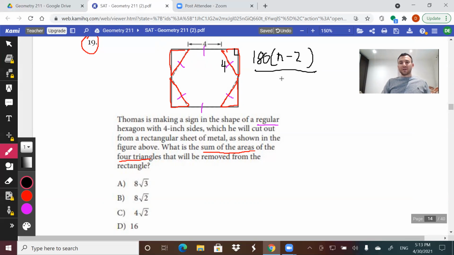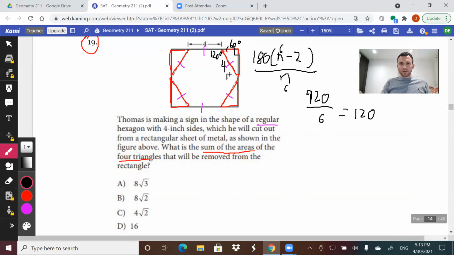So if we divide this by n, and again, this was at the way beginning of the video, if you remember, I put in 6. So 180 times 4 gets us 720. 720 divided by 6, right, because this is 6 and this is 6. 720 divided by 6 gets us 120. Why is that a big deal? Well, I'll show you why it's a big deal. If this is 120 degrees right here, then we know this is 60 degrees right here because we have a straight line.